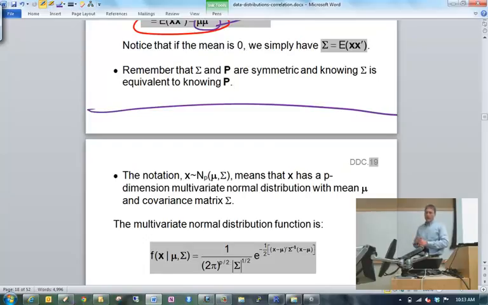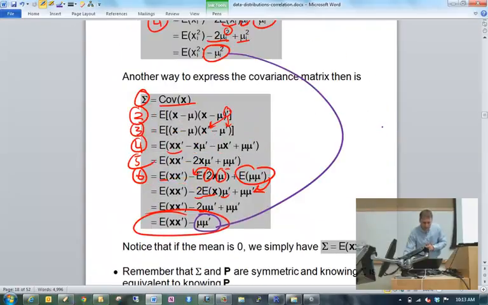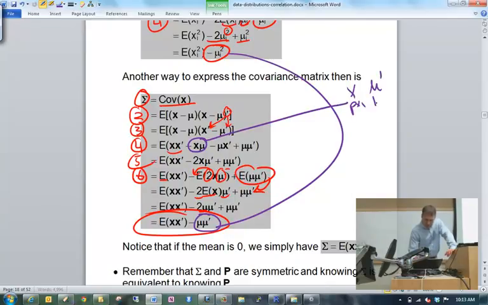Are there any questions? Yes? Are x and mu both p by 1? Yeah, x is p by 1. So x mu prime should be p by p, not 1 by 1. Oh, yeah, did I misspeak? Yeah, I'm sorry. So x is p by 1. Mu prime would be 1 by p. So yeah, that should be p by p.